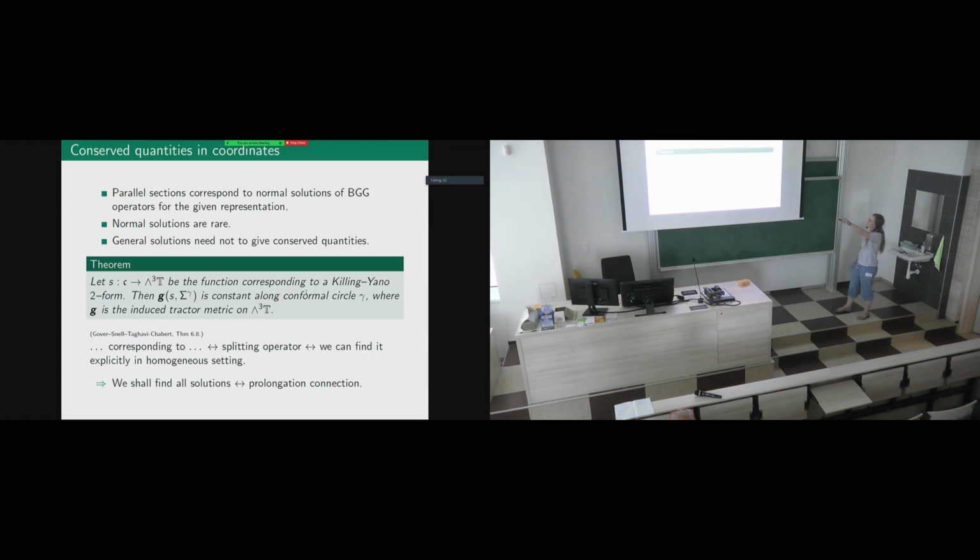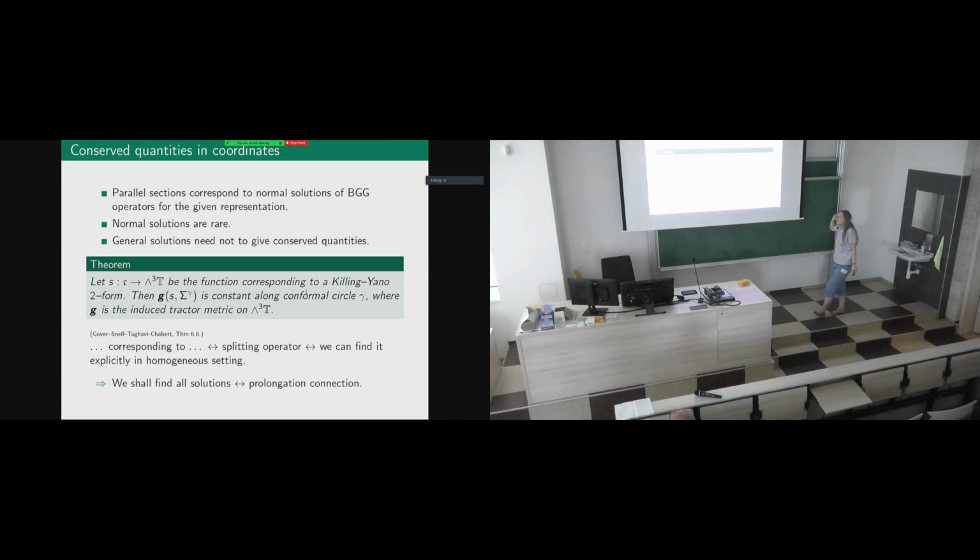if S from C to the third power of T is a function corresponding to some Killing 2-form, then this quantity, which is the tractor metric applied on the 3-tractor and S, is constant along a conformal circle. So this "corresponding to" really means a splitting operator, something we can find explicitly in a homogeneous setting.